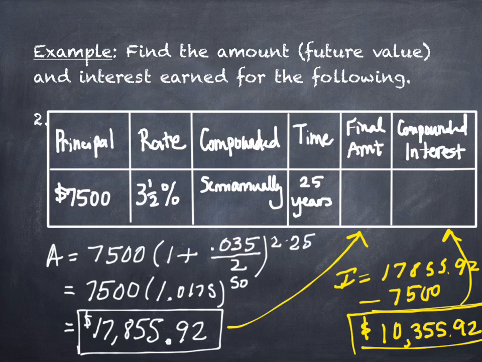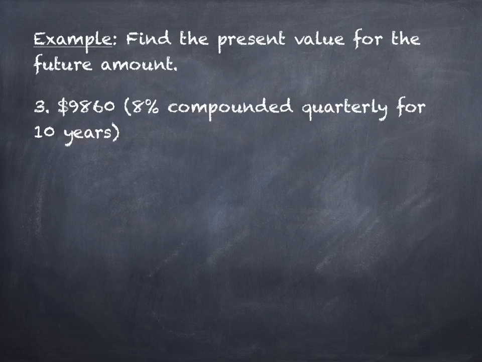Okay, we're going to take a look at a problem that goes a little bit differently. This problem says, example, find the present value for the future amount. Now, that's a phrase we have not encountered yet, present value. Present value is another word for the principal. Present value is the amount that it currently is worth. Future value is the amount it will be worth sometime into the future.